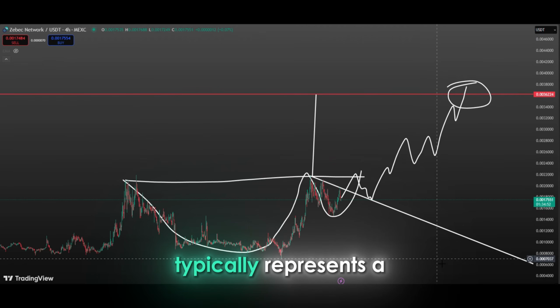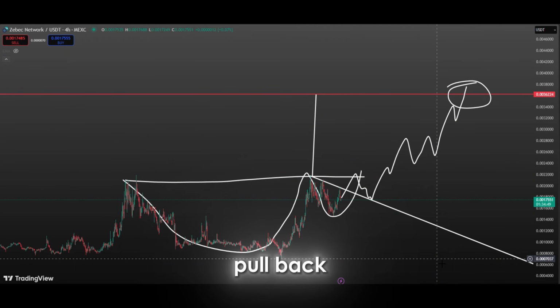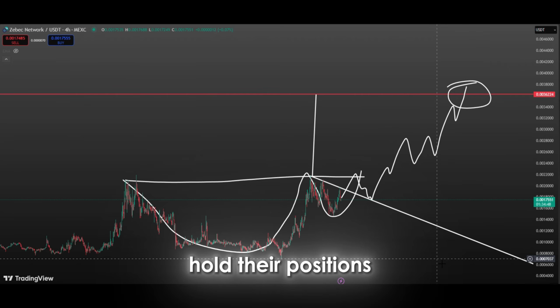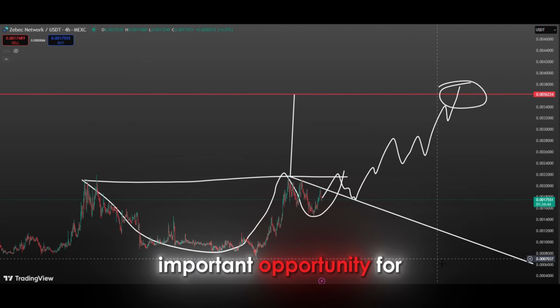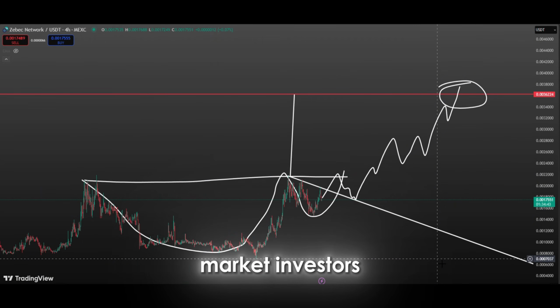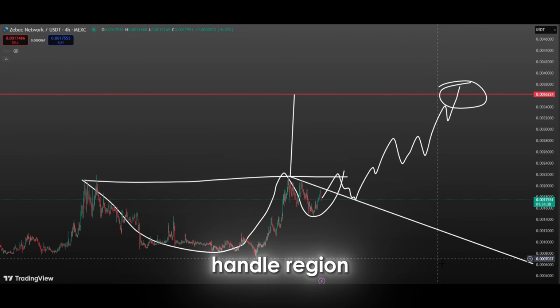The handle typically represents a brief and limited pullback within a narrower range. During this pullback, investors tend to hold their positions, and those who bought earlier expect the price to rise again. At the same time, this handle phase provides an important opportunity for new buyers to enter the market. Investors who missed the move during the formation of the cup often see this brief pullback as a buying opportunity. Current price movements point exactly to this handle region.